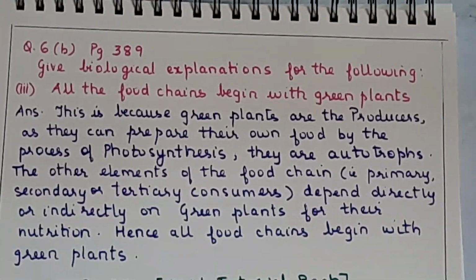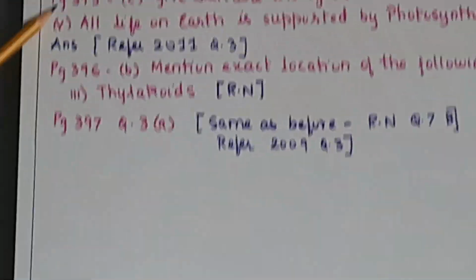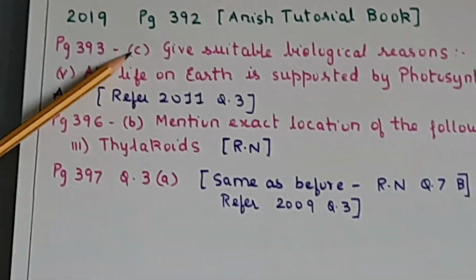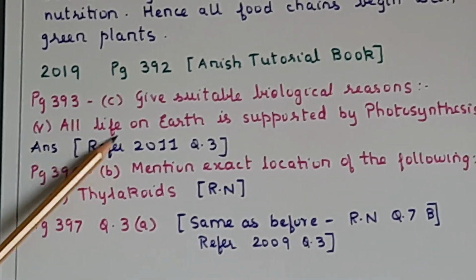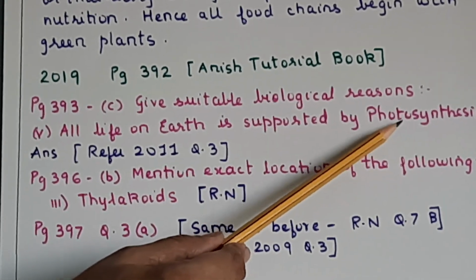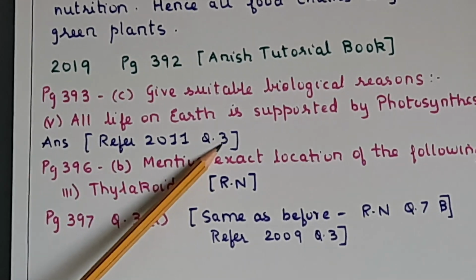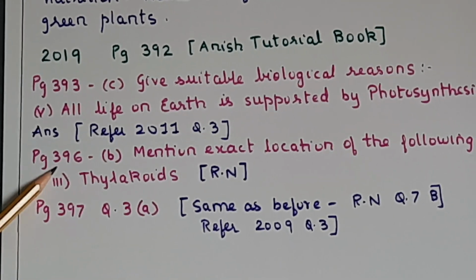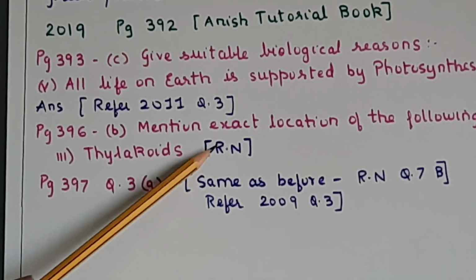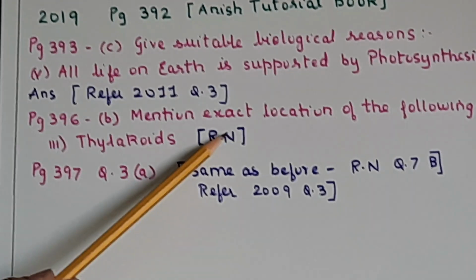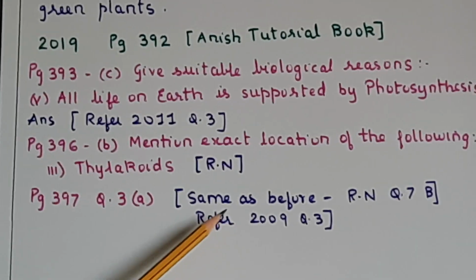Now 2019, in the same textbook, page 392, page 393, the C part, give suitable biological reasons: all life on earth is supported by photosynthesis. This again we have done before, so you can write refer 2011 question 3. Then page 396, the B part, give the exact location of the following: thylakoids. We have written already, so again refer notes. And page 397, question 3a. Now this is same as before.